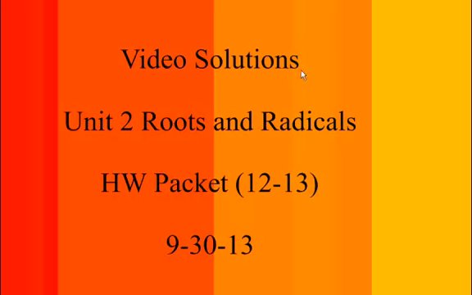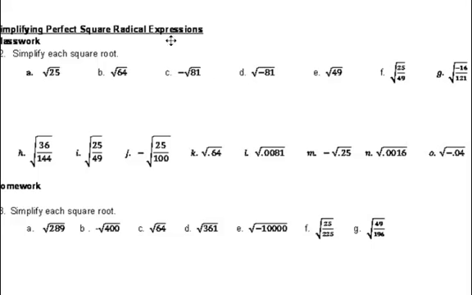All right. Simplifying perfect square radical expressions. Some of these are pretty easy. The square root of 25 is 5. The square root of 64 is 8. When we have a negative in front of a square root, what do we do? The negative isn't part of the square root, so it just follows along, and then we do the square root. So it's negative 9.